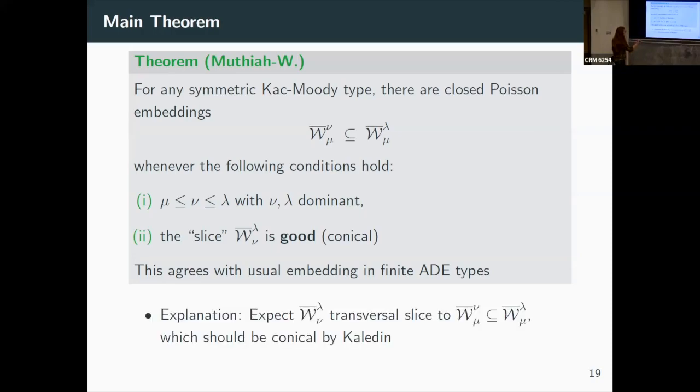Okay, just one comment is, again, there are three things, right? Mu and nu, mu and lambda, nu and lambda. You should expect that nu and lambda is like the transverse slice from this thing to this thing. And there's a general principle in this Poisson geometry, kind of due to Coulomb, that the transversal slices to sort of leaves should be cones. So this final condition is just basically imposing that, and somehow that it goes into the construction.